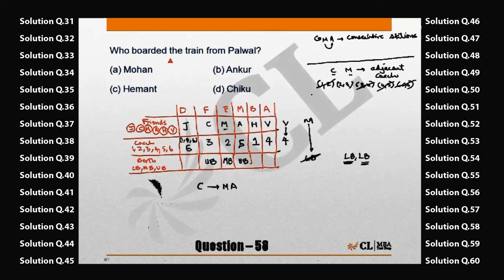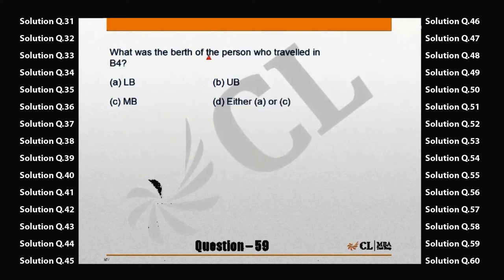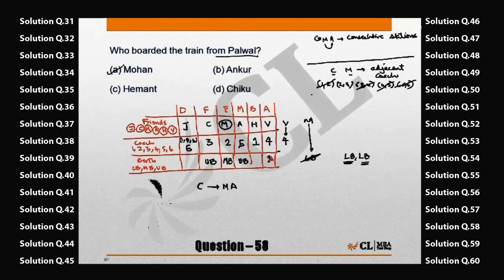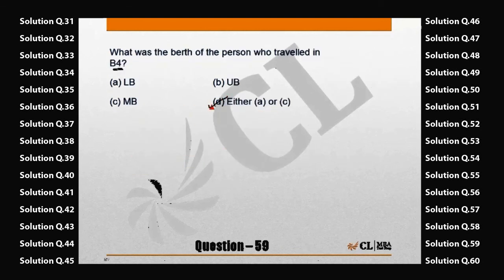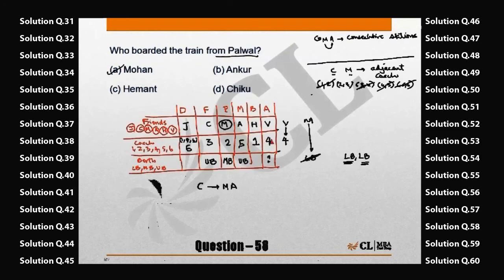Now let's look at the question. Who boarded the train from P? The person who boarded the train from P is M, who is Mohan. What was the berth of the person who travelled in B4? B4 we don't know, it can be either A or C. It can't be an upper berth because 5 is an upper berth, therefore 4 cannot be an upper berth.